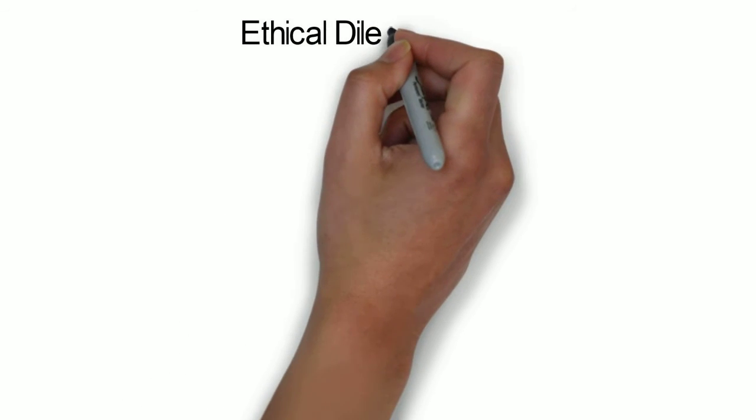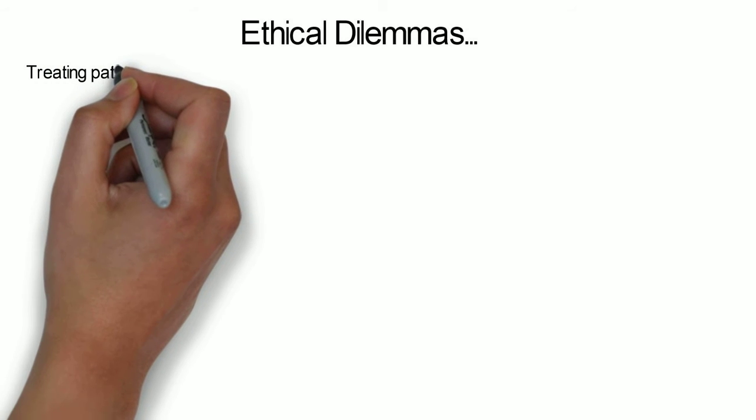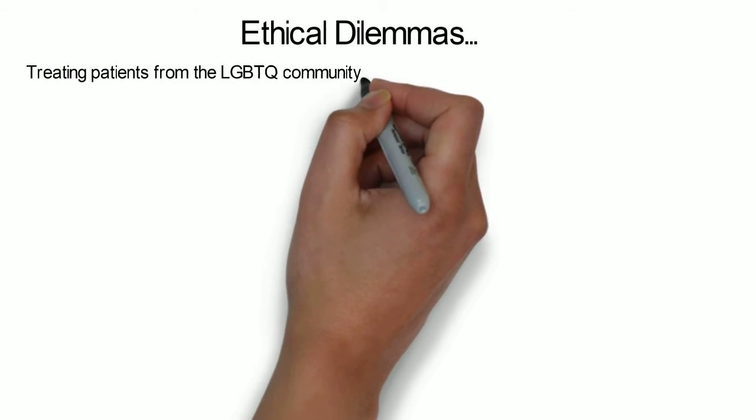You may be wondering, what are some of the ethical dilemmas that I might face as an advanced practice nurse? One might be treating patients from the LGBTQ community. These are patients that identify as either lesbian, gay, bisexual, transsexual, or queer, or questioning their sexual identity. One issue could be providing hormones to a person transitioning from one sex to another. Another issue is perhaps this patient's chosen lifestyle conflicts with an APN's own belief system.